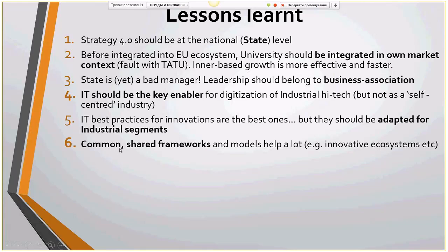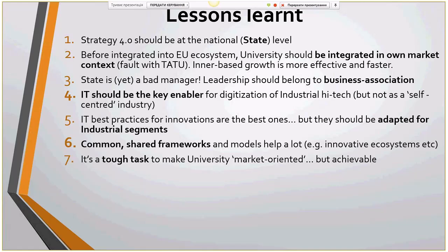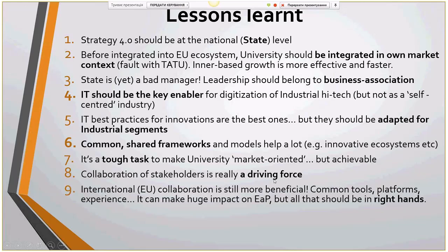We also found that if we develop a well thought out and well argued framework and model, it helped a lot, and it also helped our universities to make many useful things like self-audit or understanding what an innovative ecosystem is, how it works, or about priorities and so on. We developed a lot of different frameworks and models around the concept of Industry 4.0. Even though a university as a state organization, it's really a tough task to make it market oriented, but it's possible. We found our own, let's say, recipe and way to go this way. As I say, collaboration is really the driving force. We push a lot of the cluster approach to make this collaboration still more effective.